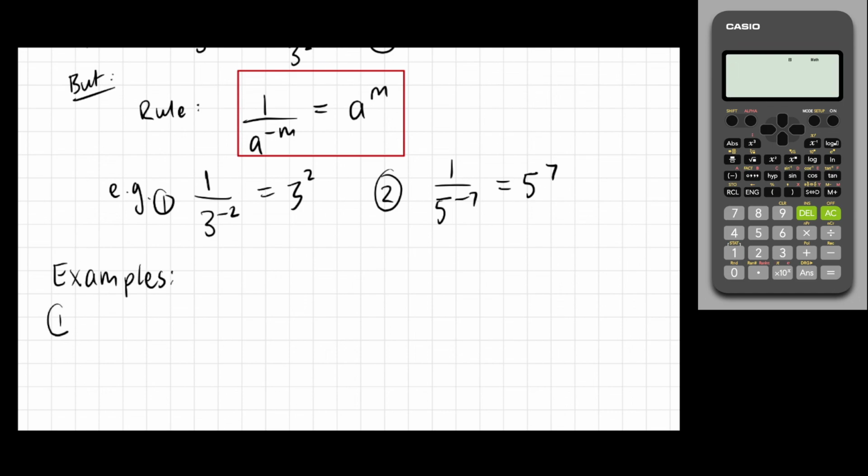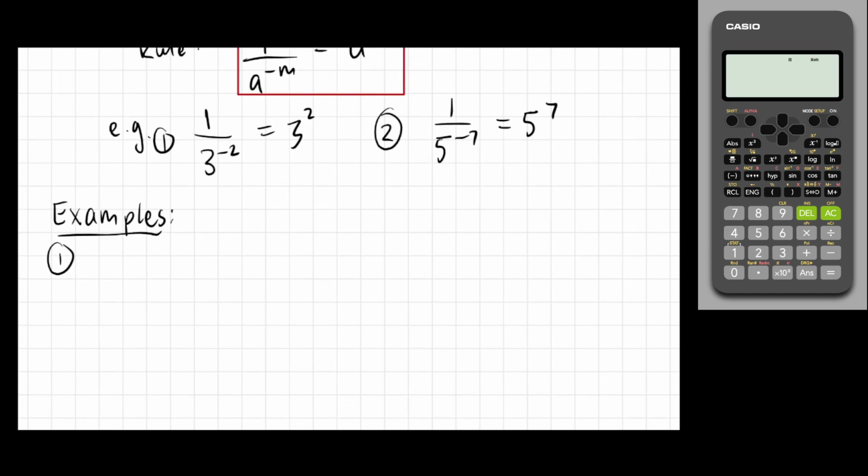Okay. So example number 1, we've got 3 to the negative 2. Well, you guys should be able to tell me what that is. That becomes 1 over 3 to the power of 2, okay? And we can just leave it like that, but what is 3 to the power of 2 equal to? Well, it's 9, so this is the same as 1 over 9, okay, like that. Let's try another one.